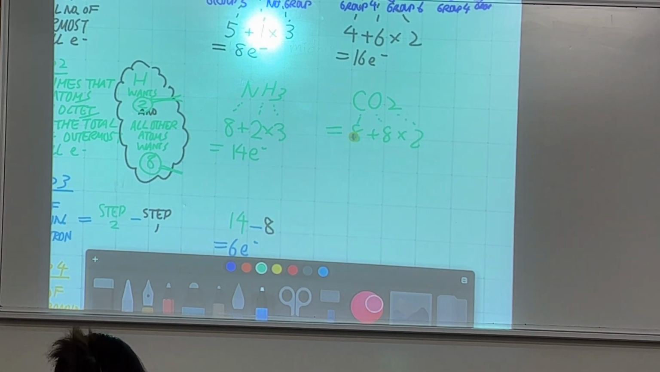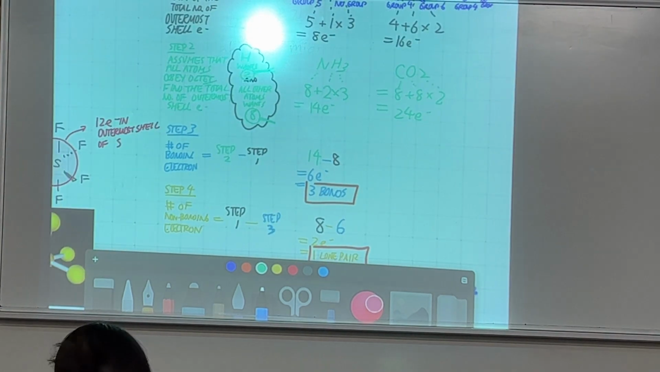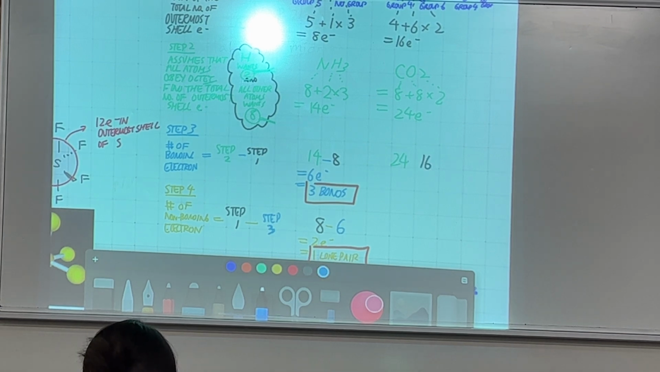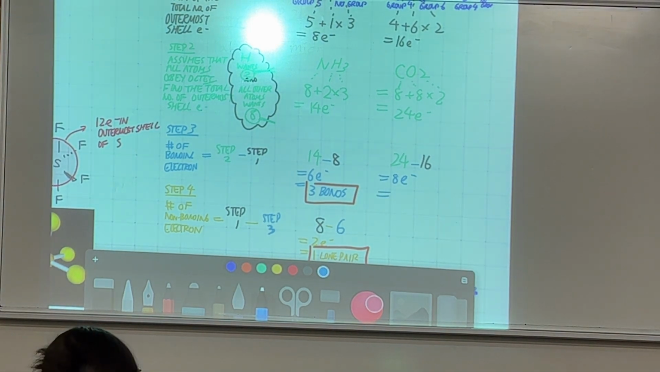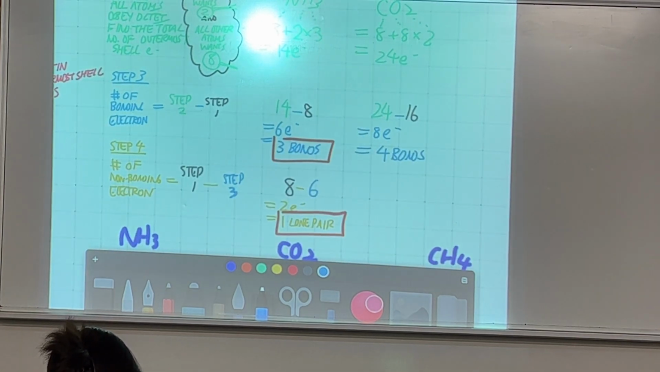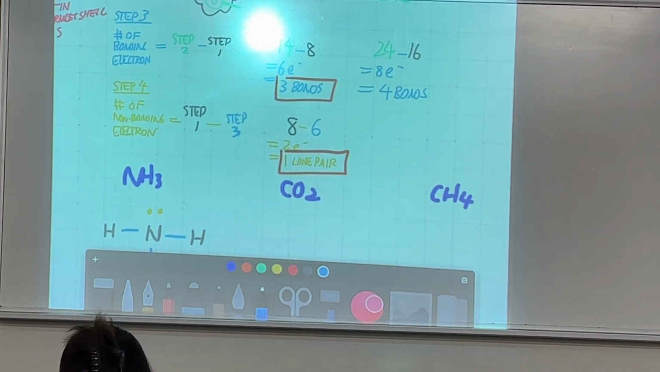Carbon wants to have 8, oxygen wants to have 8. So this is why I put 8 for both, times 2 because they have 2 oxygen. So that gives 24. When you subtract the answer from step 1 and 2, what do you get? You get 8. What does 8 electrons translate to? How many bonds? 4. So you have 4 bonds. You need to practice more, which is why I have loads of examples on the back. If you are quick, you can work on those first, while I continue the session with the other students.